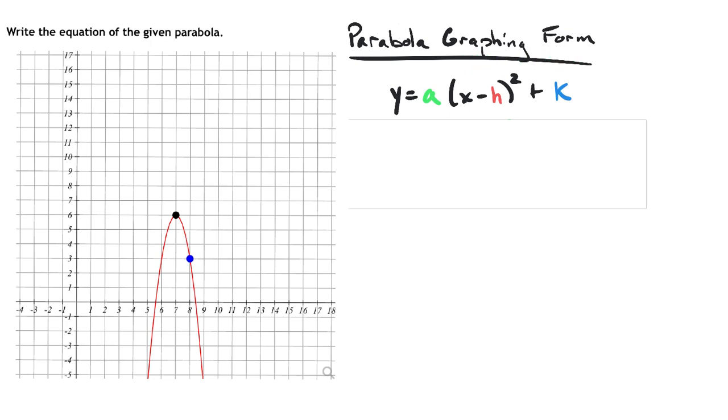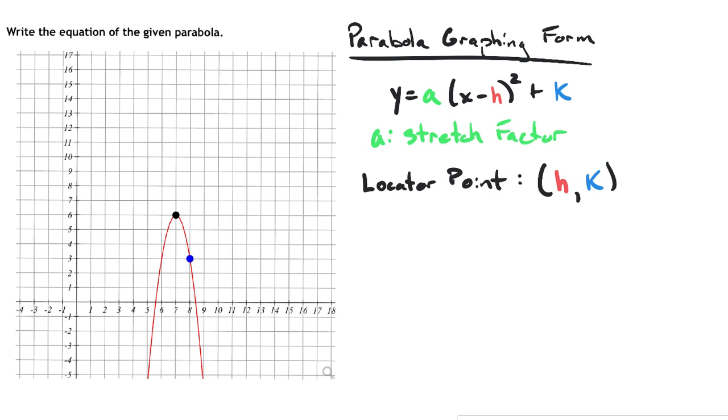The graphing form is important because we have these three key values. You have your A, which is the stretch factor. You have the H, which is the X value of your locator point, and your K, which is the Y value of the locator point. And for all of your graphing form of the equations, that's the same. For this particular example, it's a parabola, so that locator point is considered the vertex.